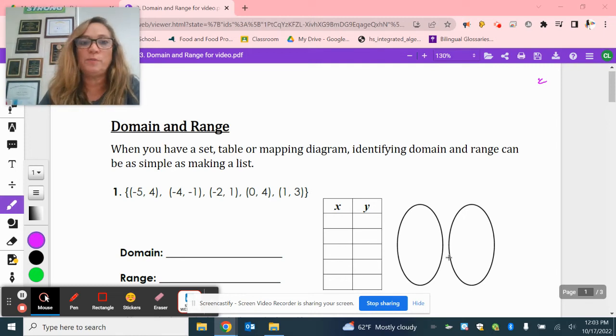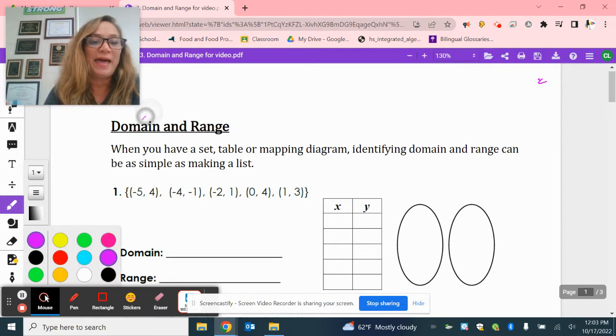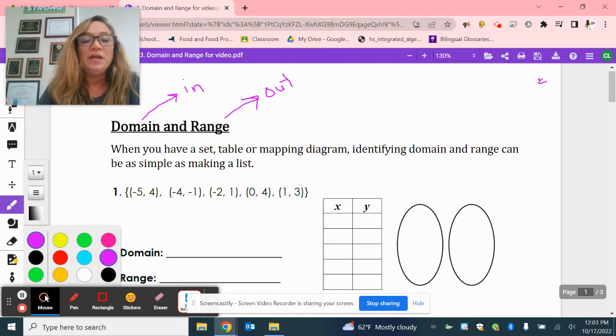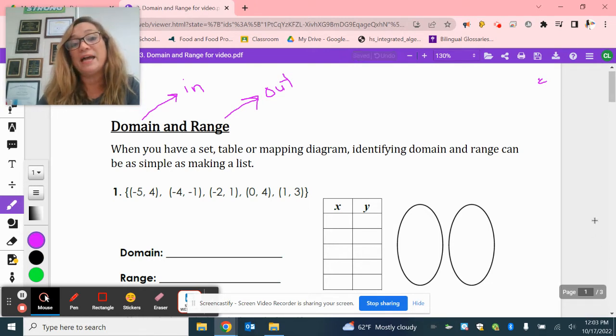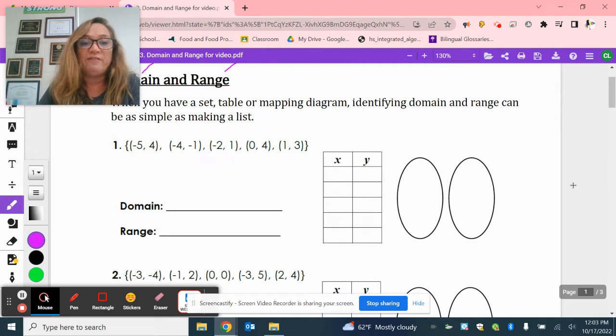I'm going to talk to you about domain and range today. Domain and range are just function vocabulary that you use the same as you would use X and Y, or input and output. You can use a table, a set, a graph, or mapping diagrams to represent these. Normally they're functions, but we don't know if they're a function yet, so we're just going to call them relations. A relation is really just a set.